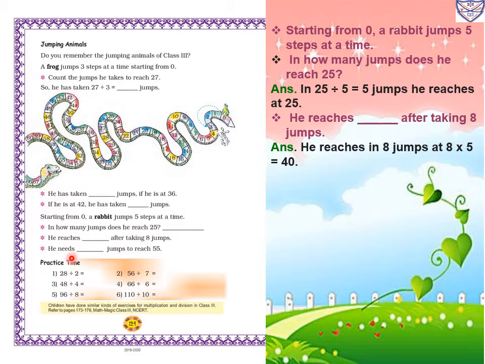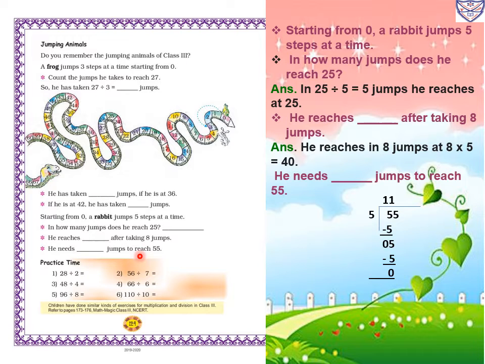Now E needs dash jumps to reach 55. Now he wants to move to the 55 position. So how many jumps will E do? So 55 divided by 5. First we will take 5. So 5 ones are 5. 5 minus 5 is 0. And this 5 we will carry down. So again 5 ones are 5. 5 minus 5 is 0. So he needs 11 jumps to reach 55.